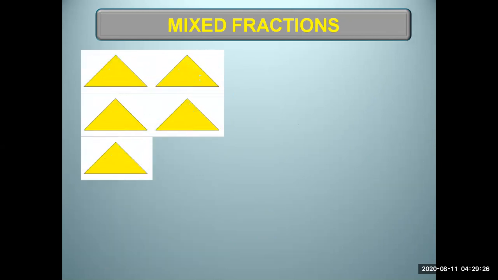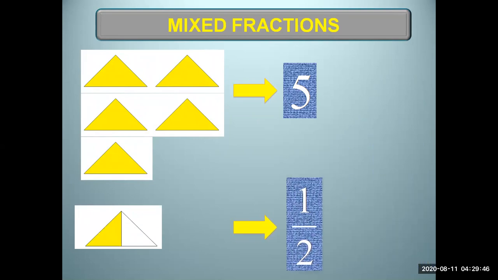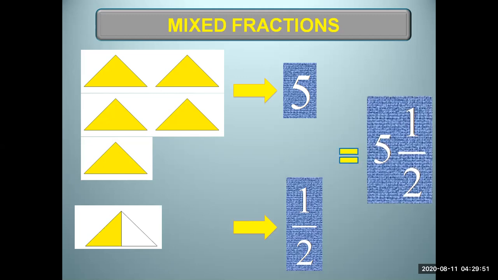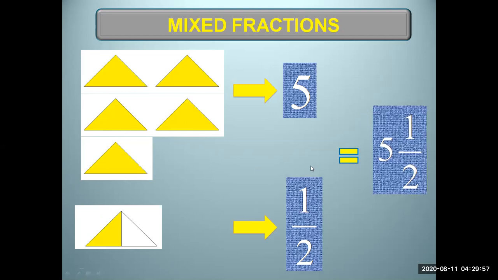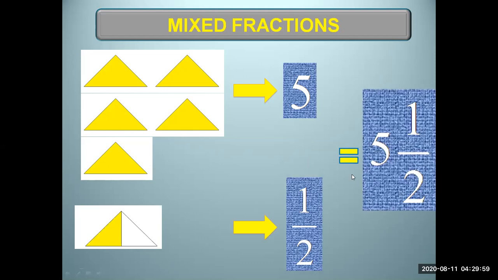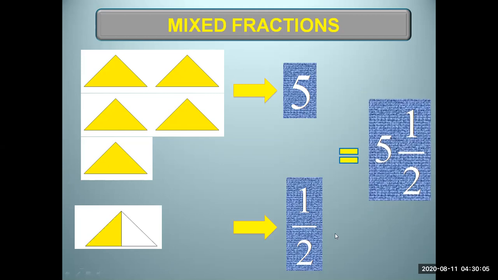One last example, we have 5 triangles here which are colored yellow, right? And these are 5 wholes because whole triangles are colored. And this one triangle is divided into 2 parts, and out of 2, 1 is colored yellow. So we say that this is 1 upon 2 or 1/2. Combining both, we see that this fraction is 5 whole 1 upon 2. A mixed fraction, which is a combination of a whole number and a proper fraction.